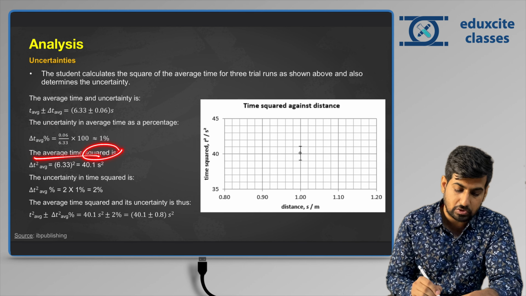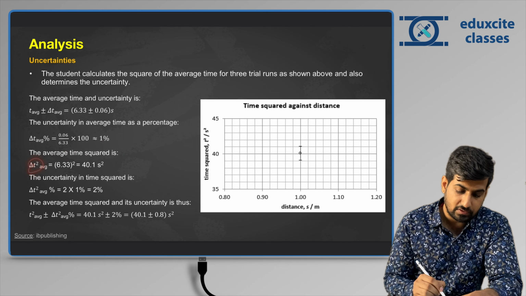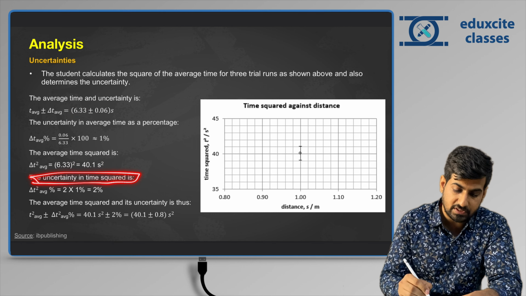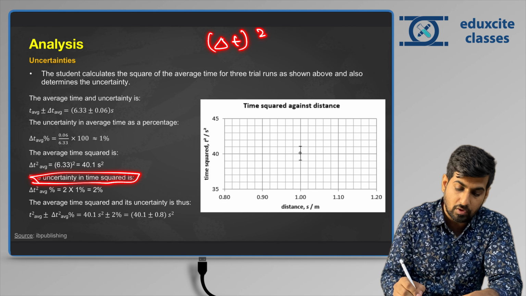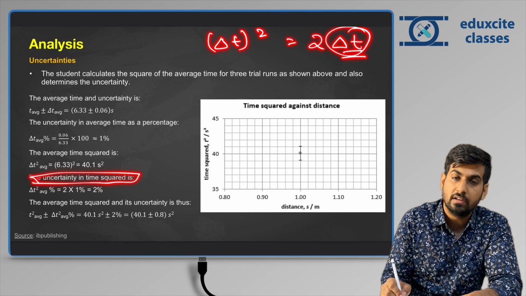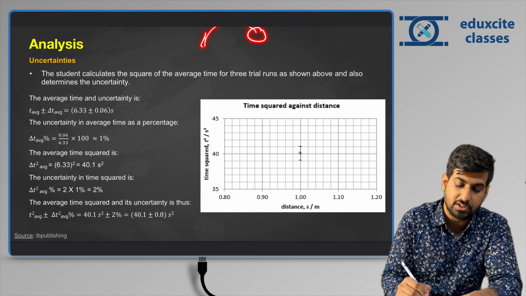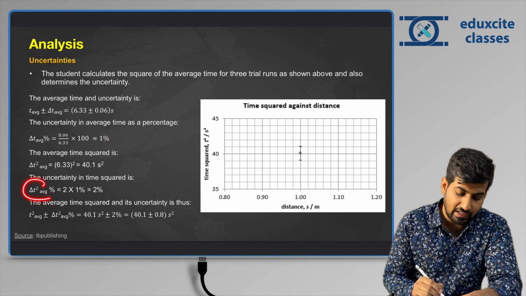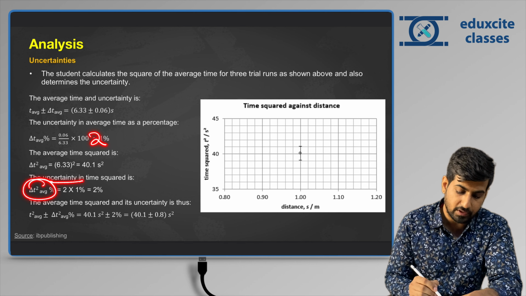Now average time squared, that is t squared. So t is 6.33, squared, which is 40.1 second squared. For the uncertainty in the time squared, the uncertainty will be 2 times the uncertainty in t, because the power comes as the coefficient, if you remember. So 1% is already there, so the t squared uncertainty will be 2%.